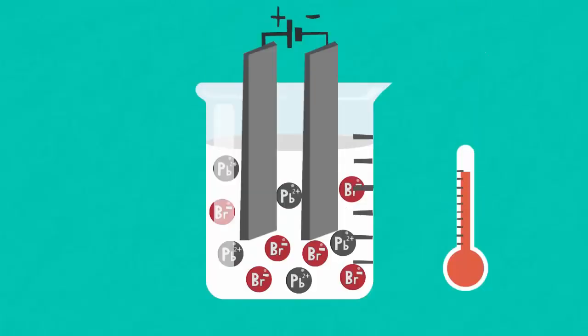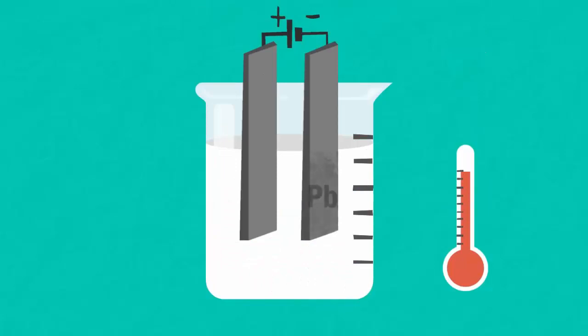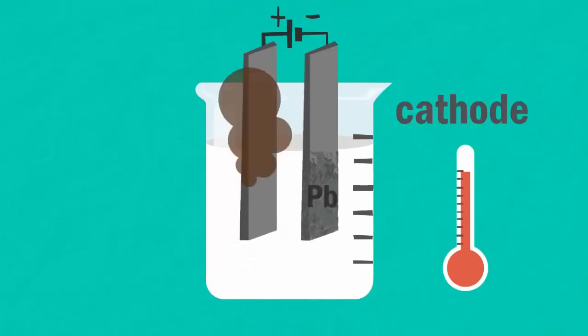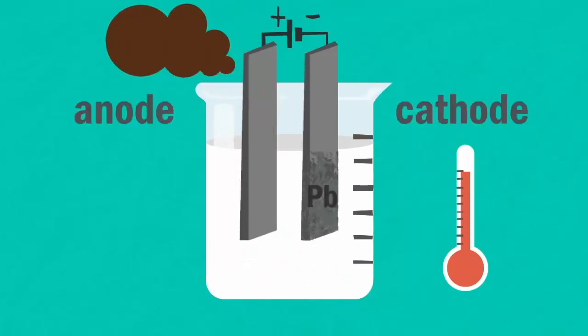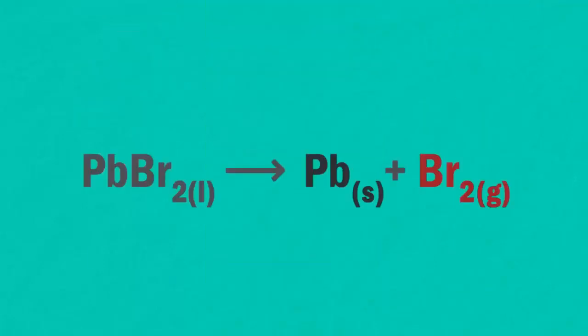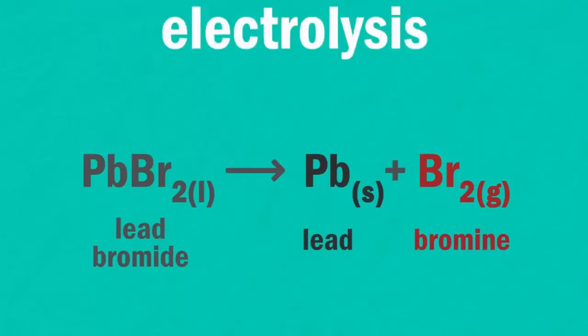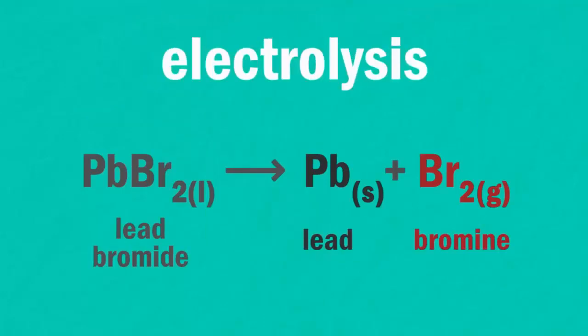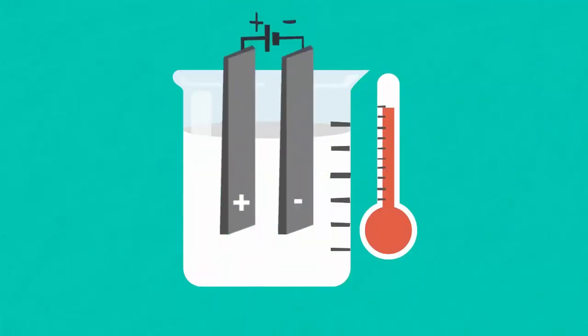Now, if you were to do this in a laboratory, you'd see silvery lead forming on the cathode and a brown gas being given off at the anode. This is bromine. The lead bromide has been decomposed into lead and bromine by electrolysis. So remember, electrolysis will cause any molten ionic compound to decompose into its elements.